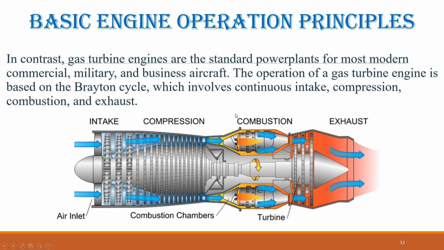The operation of a gas turbine engine is based on the Brayton cycle, which involves continuous intake, compression, combustion, and exhaust. Air is drawn into the engine through an intake and compressed by multiple stages of axial or centrifugal compressors. The high-pressure air is then directed into a combustion chamber, where it is mixed with fuel and ignited. The resulting high temperature, high-pressure gases expand rapidly and pass through a series of turbine blades. These turbines extract energy from the exhaust gases to drive the compressors at the front of the engine, completing the cycle.